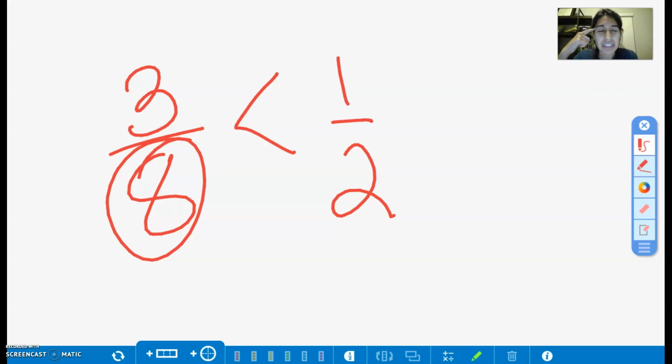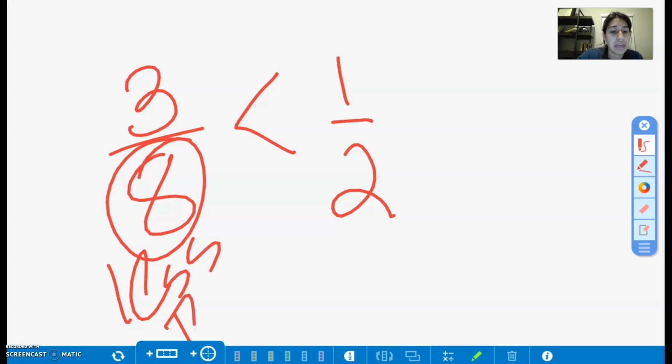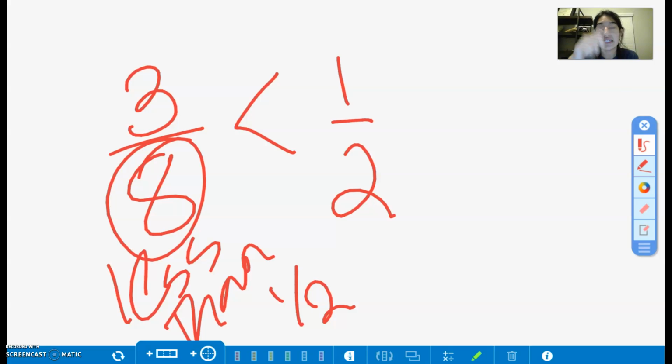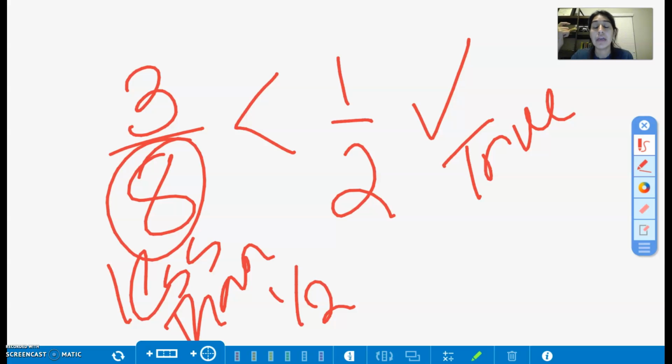Okay, so if 1/2 of 8 is 4 and I only have 3 of those pieces, I have less than 4. 3 is less than 4, so 3 is less than that 1/2. So this is actually less than 1/2. So then I can go back and I can reread this. I know that 3/8 is less than 1/2 because 1/2 of the 8s would be 4 of them. So 3/8 is less than 1/2. This is true. So we know that this was true, and we can prove it by thinking out loud, just like I did.